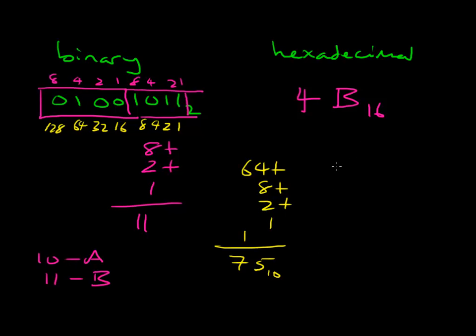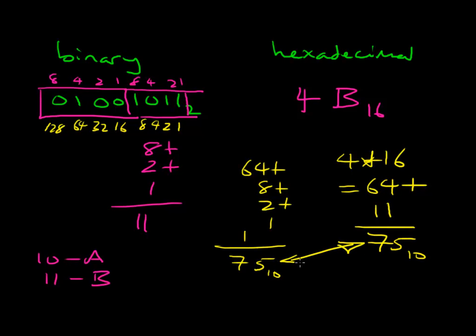And we want to check that this hexadecimal number is going to be 75 as well. So it's 4 times 16, which is 64, plus B, which is 11, and that gives us 75 in denary. These two numbers match, so we've double checked by converting both to denary. We've double checked to see that our answer is correct.